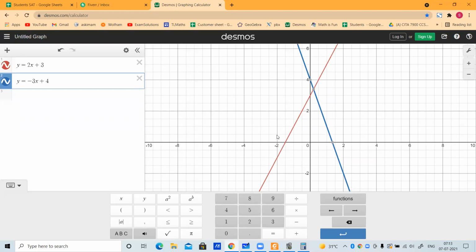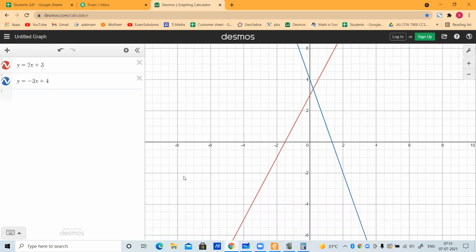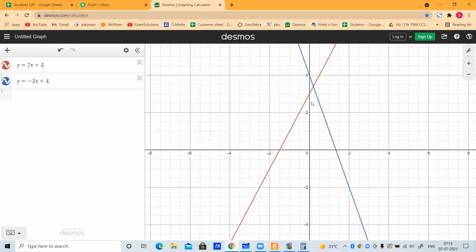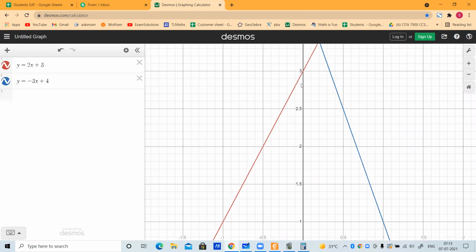The 2 denotes the slope, right? Always. And 3 denotes where this line cuts the y-axis. You see, the red line is cutting the y-axis at 3. Oh, right. So the red line is cutting the y-axis at 3, right?